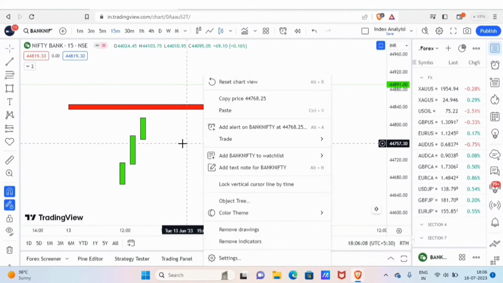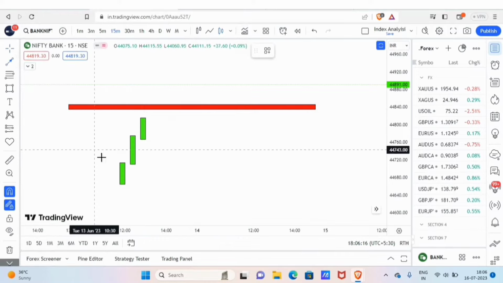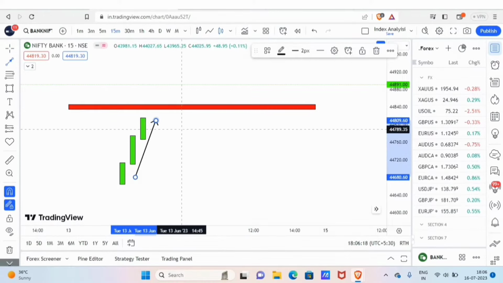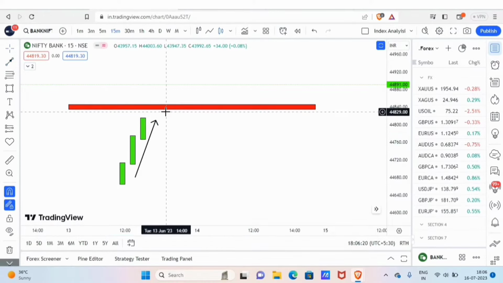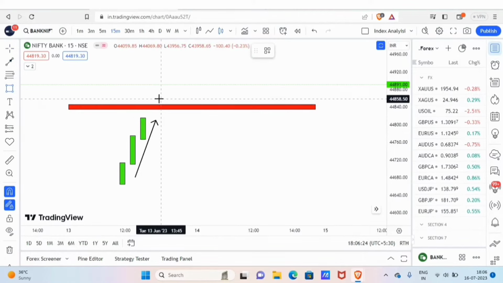So I will explain what a breakout failure is. Currently the market is in an uptrend, and what is happening? There is a supply on top. So how can we identify a breakout failure?